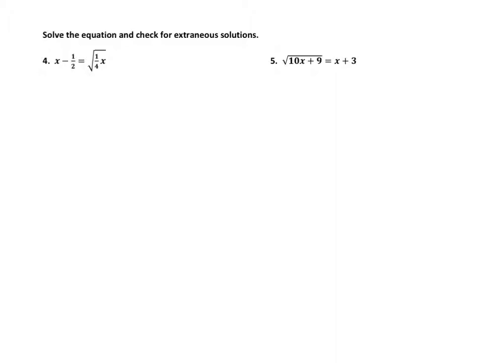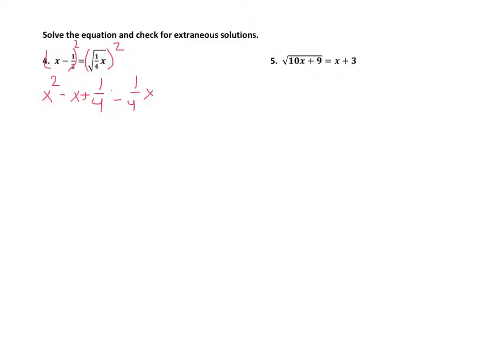So step 1, do we have it isolated? Yes. Okay. So how do we get rid of the square root? Square it. So this would be x squared minus x plus 1/4 equals 1/4 x.